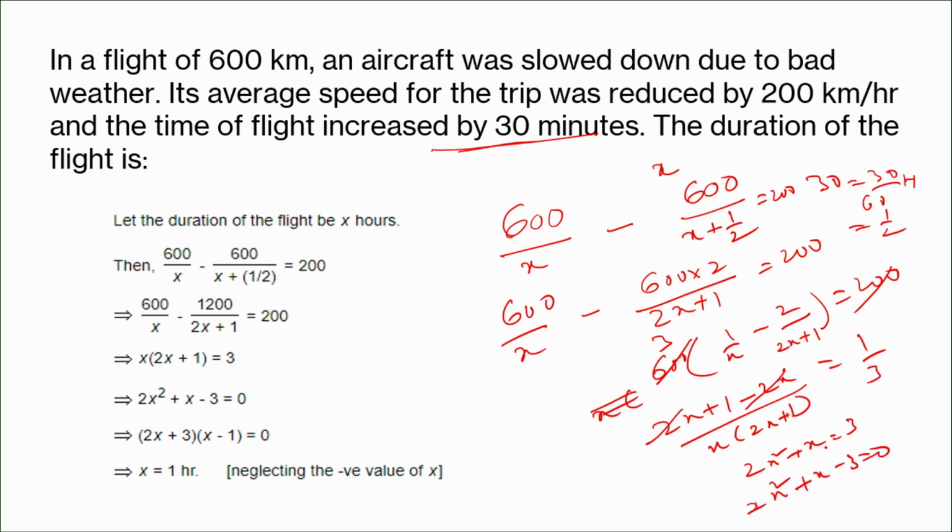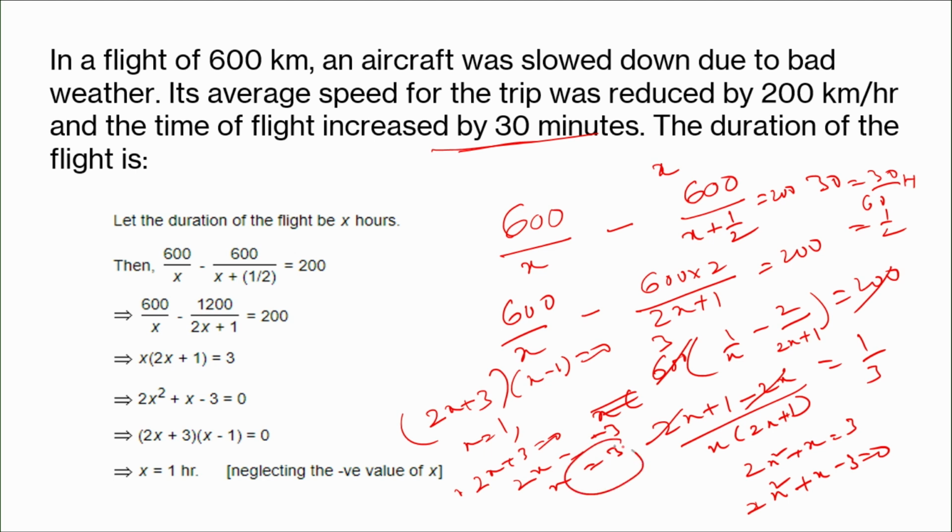You have a quadratic equation. Solve it: 2x square plus x minus 3 can be written as (2x plus 3)(x minus 1) equal to 0. So, x is equal to 1, or 2x plus 3 equal to 0 means x is equal to minus 3 by 2, but that is not possible. So, x equal to 1 means 1 hour. The duration of the flight is 1 hour.